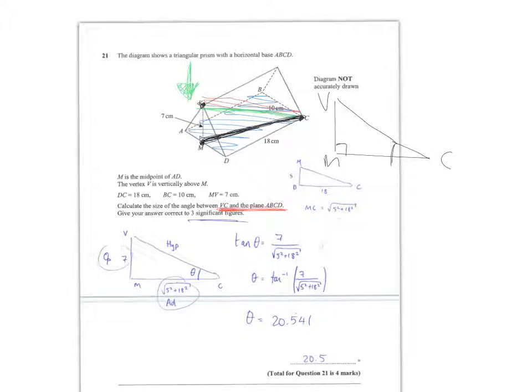First off, we need to calculate the length of the line MC. I know the length of VM, which is 7. I needed another length on this triangle in order to work out the angle between the line and the plane. So if I think about my triangle MDC, again another right angled triangle, I know the bottom length 15, length MD, well that is half of BC, BC is 10, so MD is 5. Apply Pythagoras to that, so 5 squared plus 18 squared will equal MC squared, so MC is the square root of 5 squared plus 18 squared.